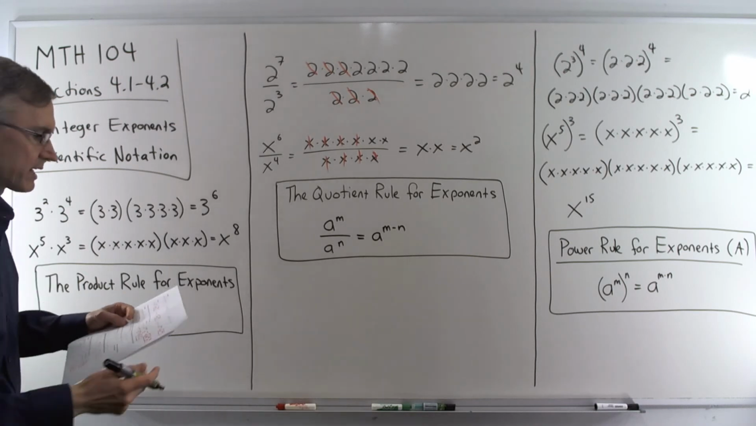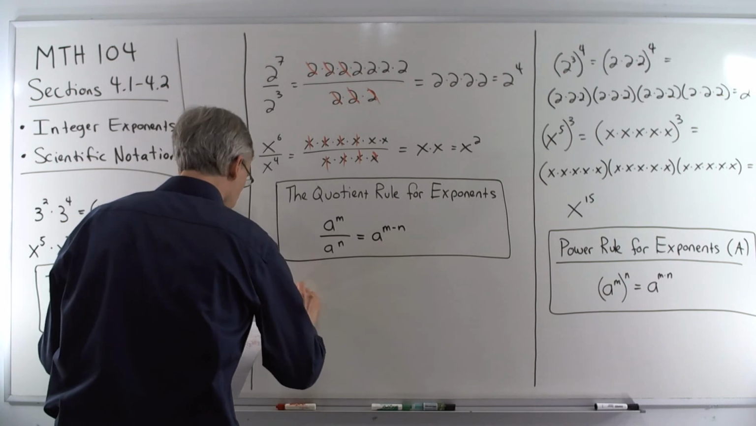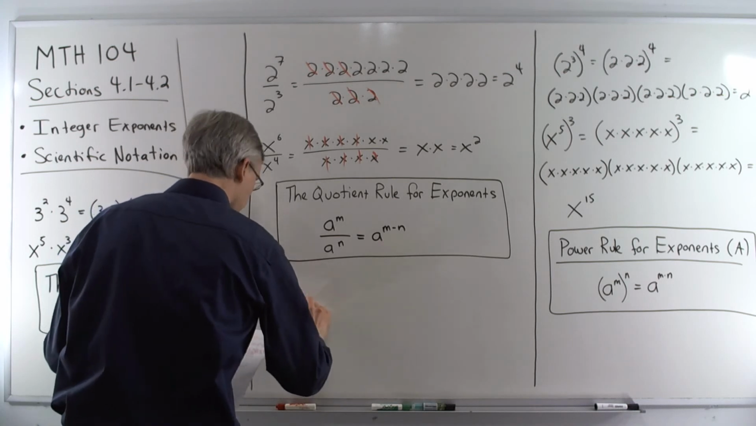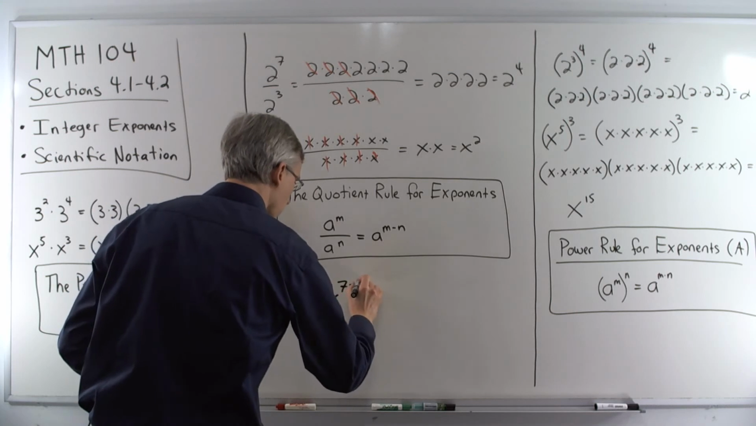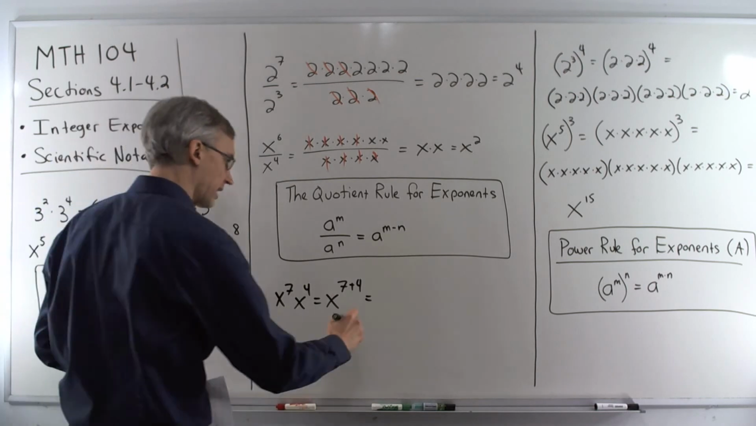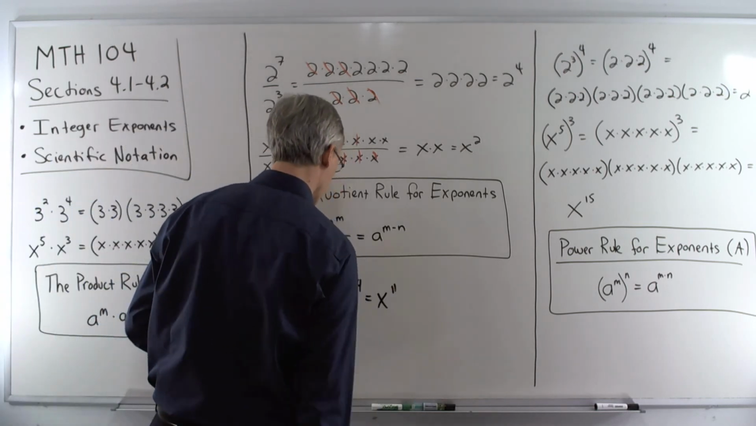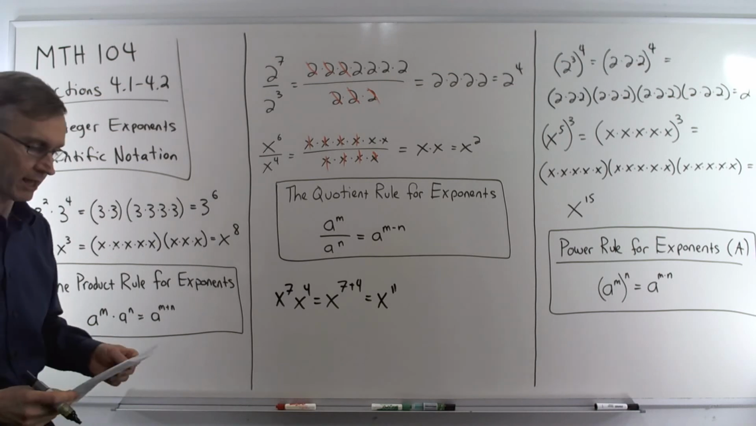So let's look at some examples with some real numbers in here. x to the 7th times x to the 4th. This is the product rule, so we're going to add those exponents together and get x to the 11th. So these rules are a nice shortcut. We don't have to expand or anything like that. We just add the exponents together.